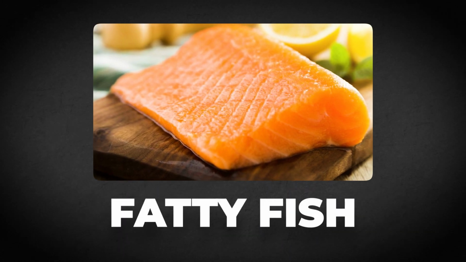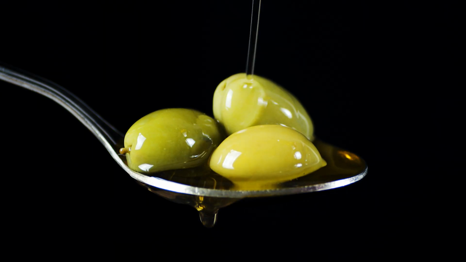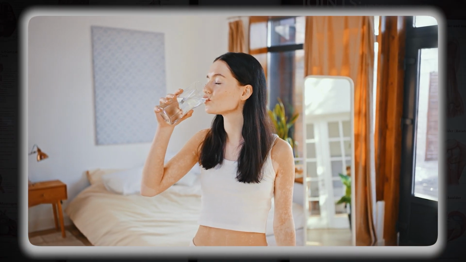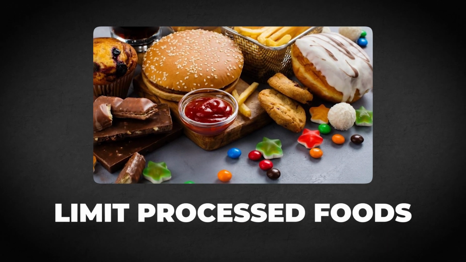Then, where possible, try to include fatty fish in your diet at least twice a week. Use healthy fats like olive oil and nuts. Aim to increase your daily water intake, gradually increasing each week by 1 glass. Lastly, try, where possible, to limit processed foods high in refined sugars and trans fat.